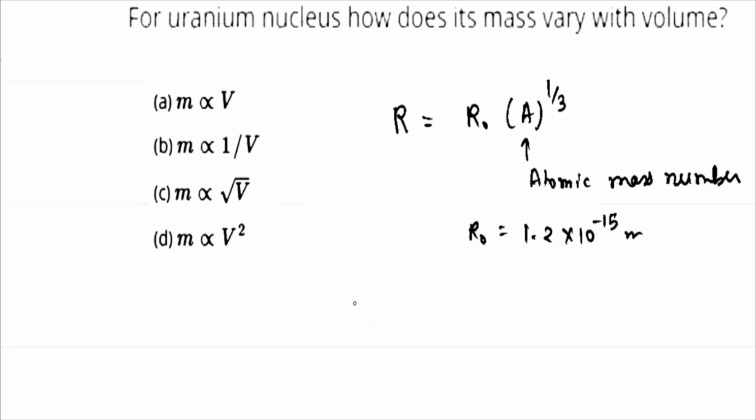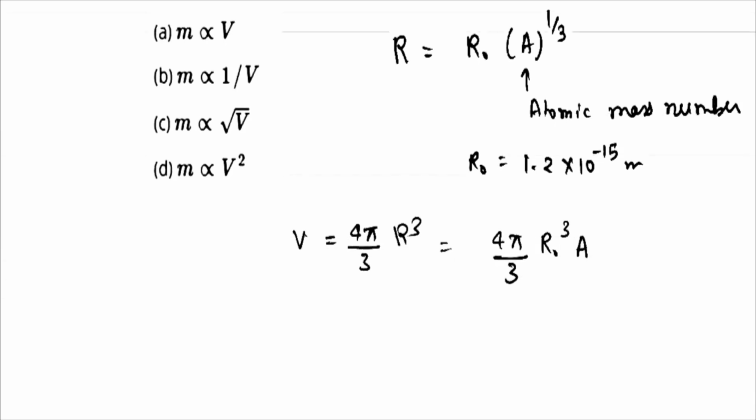We know 4 pi by 3 R cube equals the volume. So R cube equals R naught cube and A cube to the power 1 by 3, which is A to the power 1. So this will be the volume.